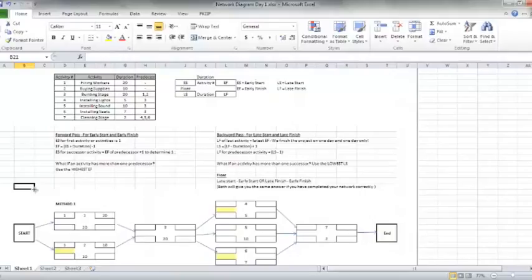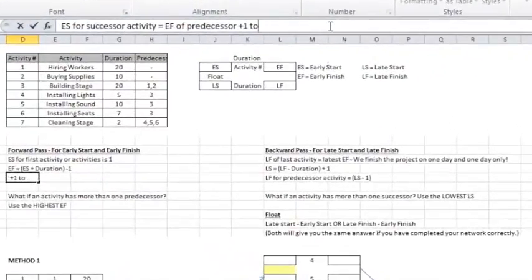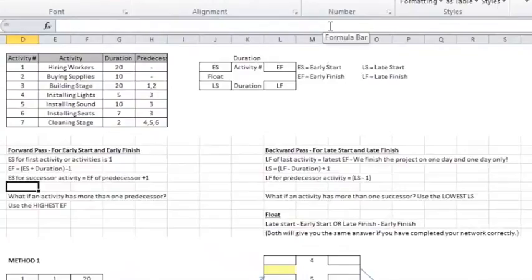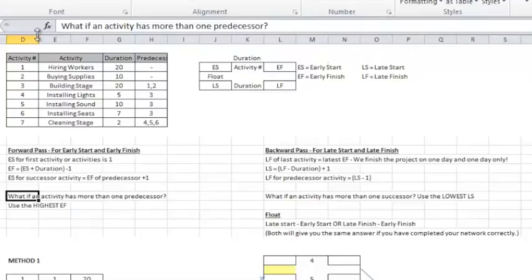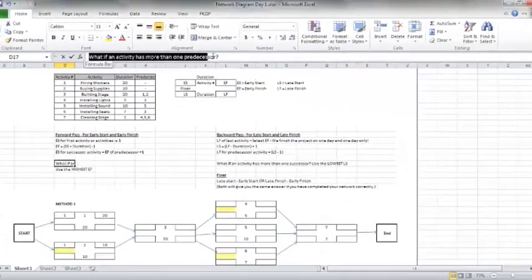Okay, so now with activities 1 and 2 set up, we have to look at activity 3. Now, how do I get the early start for a successor? 3 is the successor to 1 and 2. Well, here is the formula. But what if an activity has more than one predecessor? And that happens to be true right off the bat. We have to use this rule here, the what-if-an-activity-has-more-than-one-predecessor rule.